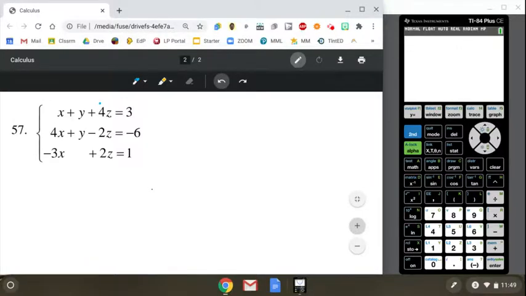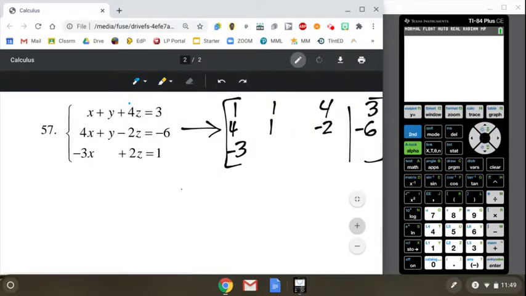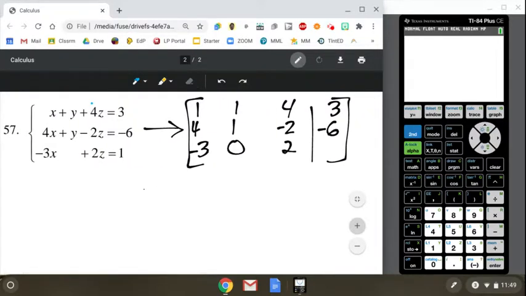How do you get your matrix into row echelon form? Using your calculator. So I picked the last question on the day 4 worksheet, number 57 here, to talk about. For starters, we need to put it into an augmented matrix and then put that augmented matrix into our calculator. So number 57 in augmented matrix form: the first row, 1, 1, 4, and 3. The second row, 4, 1, negative 2, negative 6. And the third and final row is negative 3, 0 for the y, there's no y term, 2, and 1.